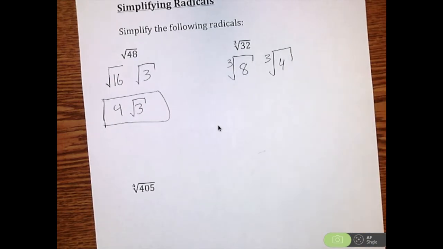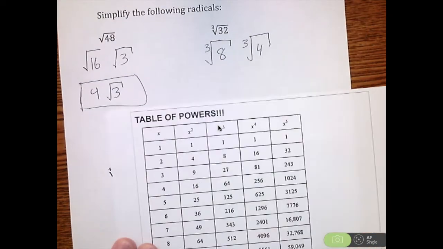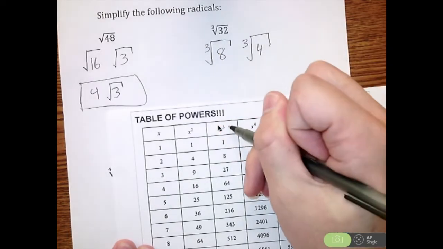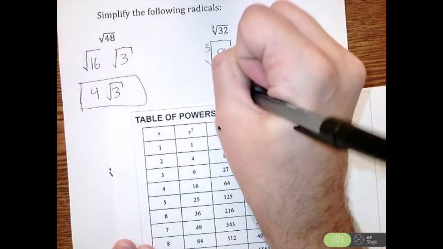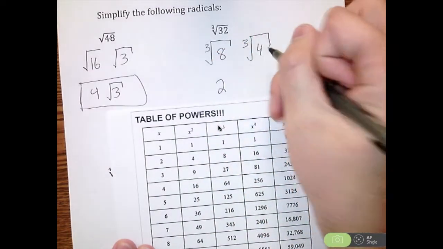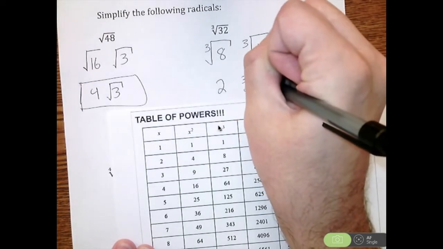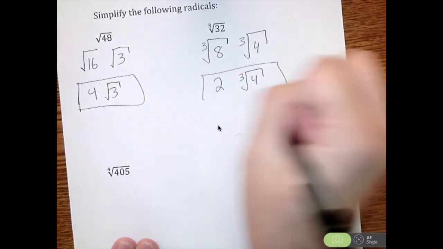So we have the cube root of 8, and my other number is 4. One of these I'll be able to take the root of, the other one I will not. For the cube root of 8, I'm asking myself what to the third power is 8. Well, 2. So I get a 2 here, and for the cube root of 4, you'll notice 4 is not in there, so we're going to leave that alone. So I get 2 cube root of 4.